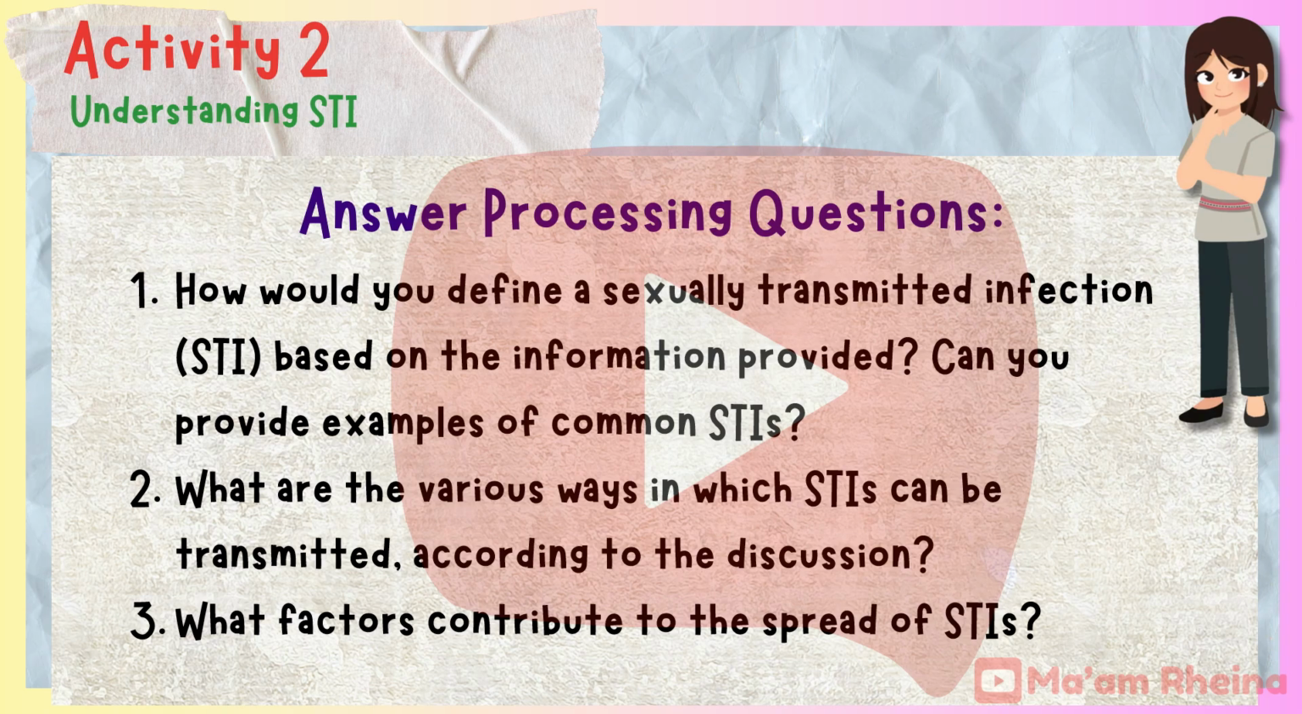1. How would you define a sexually transmitted infection, STI, based on the information provided? Can you provide examples of common STIs? Think about how the video described what an STI is and how people can get it. 2. What are the various ways in which STIs can be transmitted according to the discussion? Recall the different ways people can get infected, not just through sexual contact. You may begin with, STIs can be transmitted through. Then include examples such as unprotected sex, sharing needles, or from mother to baby.